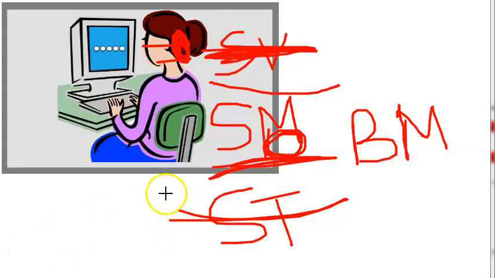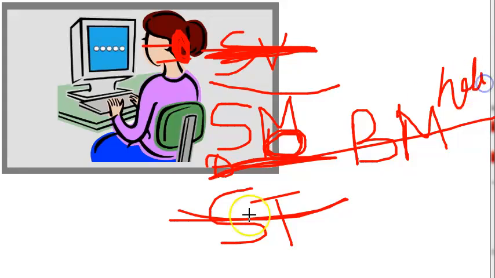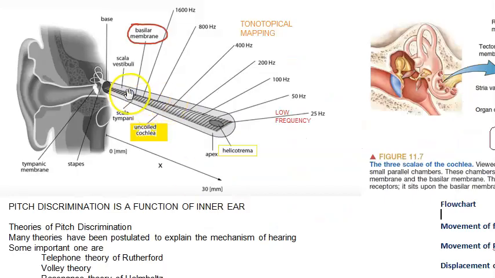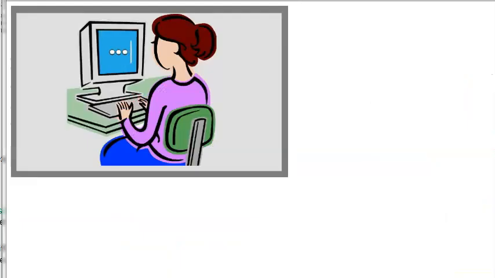So now from the basilar membrane, from the base till the helicotrema, right? Helicotrema, you remember? So there will be a traveling wave from here to here, to the helicotrema. This is the traveling wave theory. Okay, so did you understand the traveling wave?